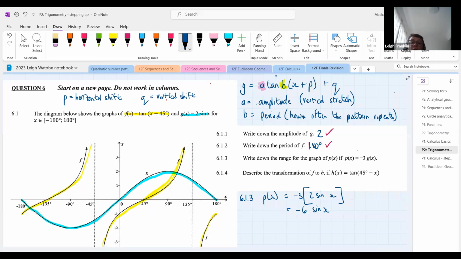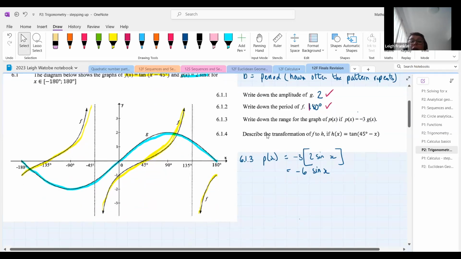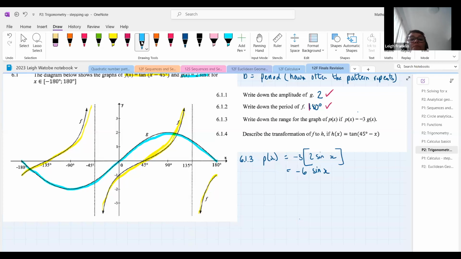Now they want us to write down the range, the set of y values. So what are our y values going to be? What's our range currently? I mean, if we didn't perform this transformation, what would our range for g of x be before we did the transformation? What would our range be? That's going to be our new range.